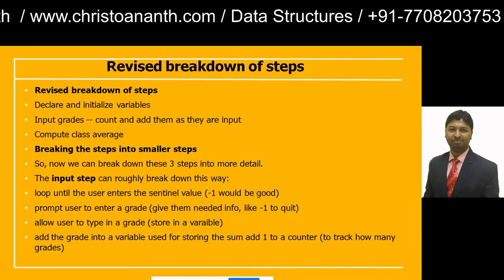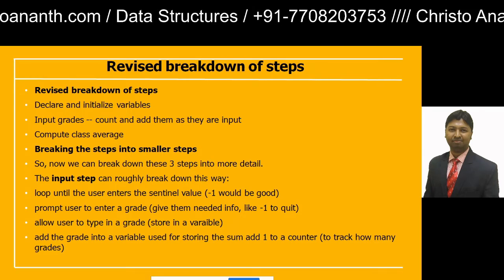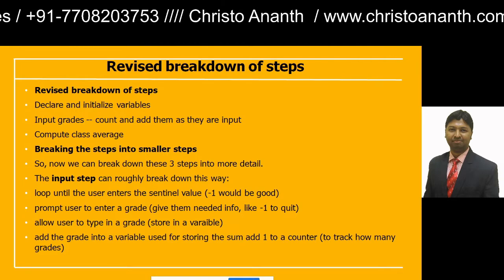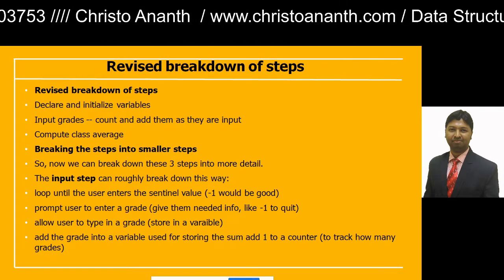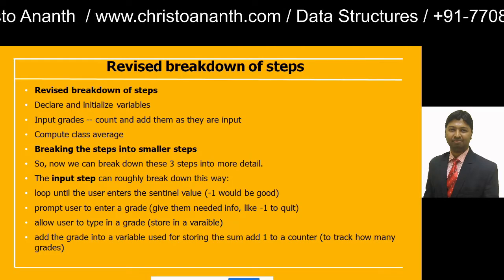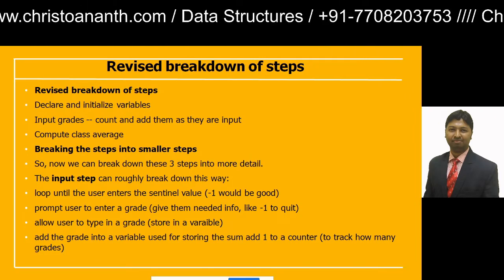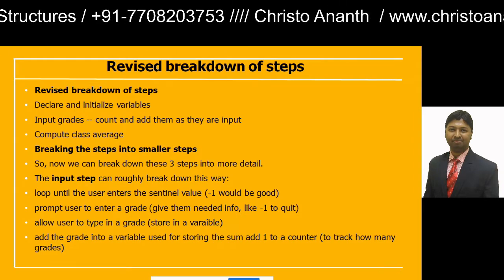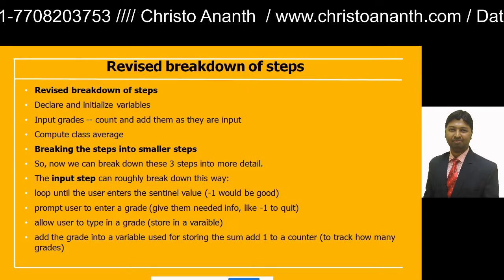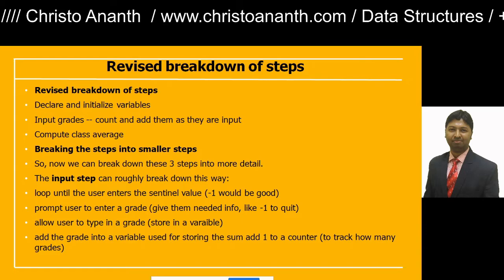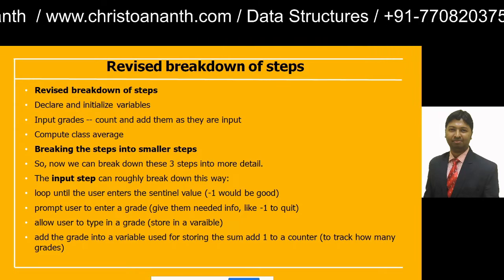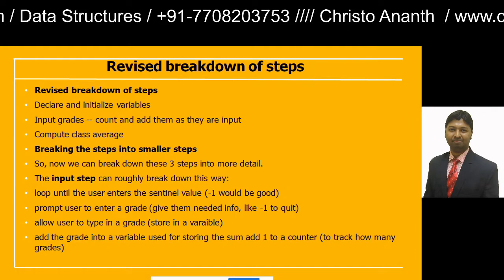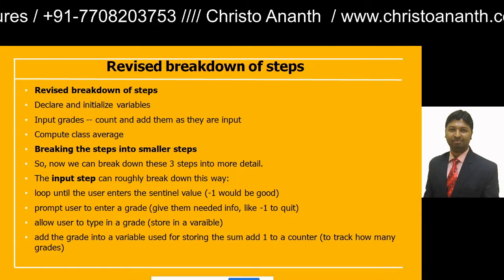Now you break the steps into smaller steps. The input step you break down in this way: loop until the user enters the sentinel value. The user has to enter the grade, and you can give the needed information, or -1 to quit completely. Then type the grade, which is stored in one particular variable. You add this grade to the sum, and you add 1 to the counter so that you can track how many grades are present. So this is the revised breakdown of steps.